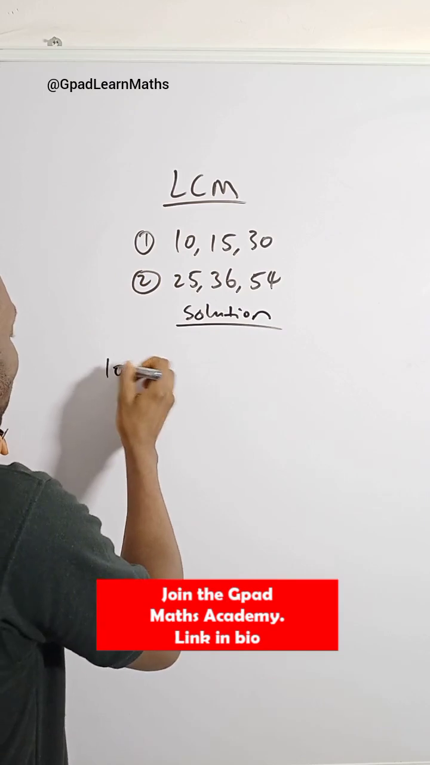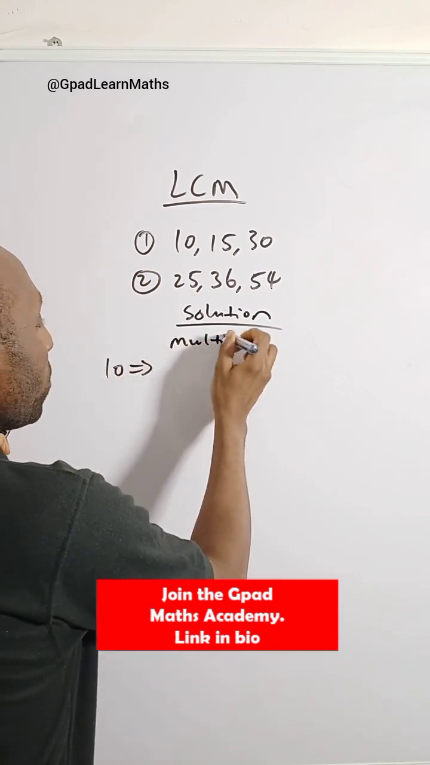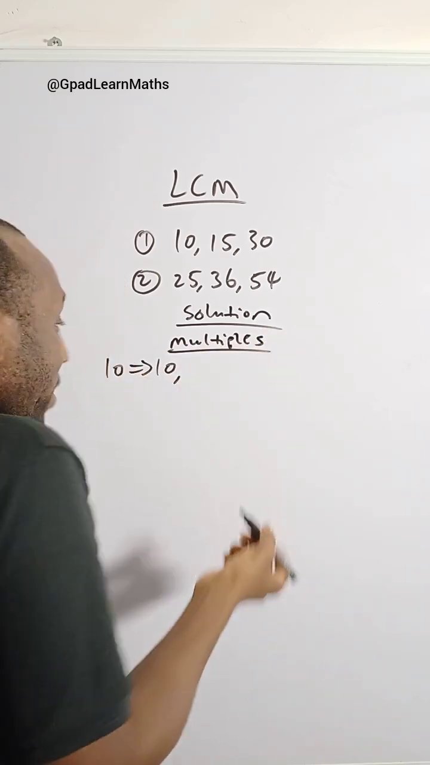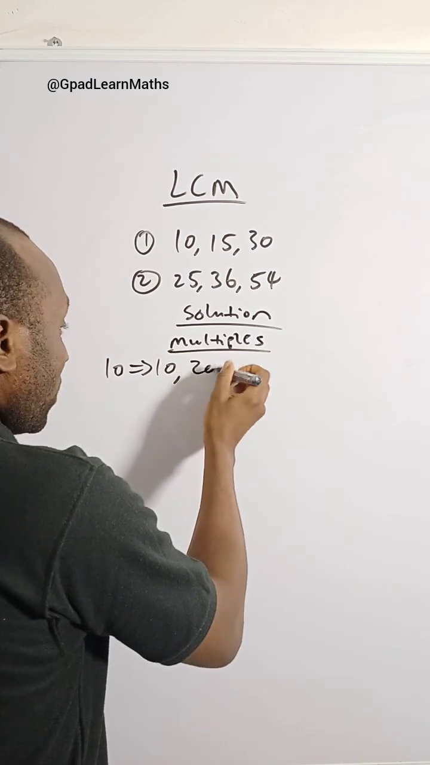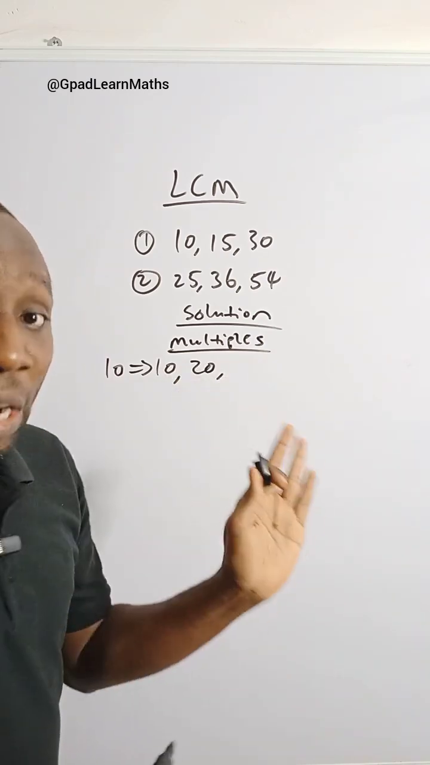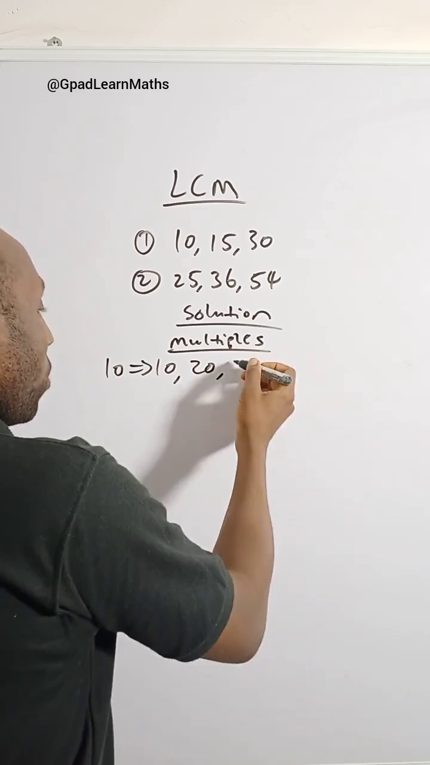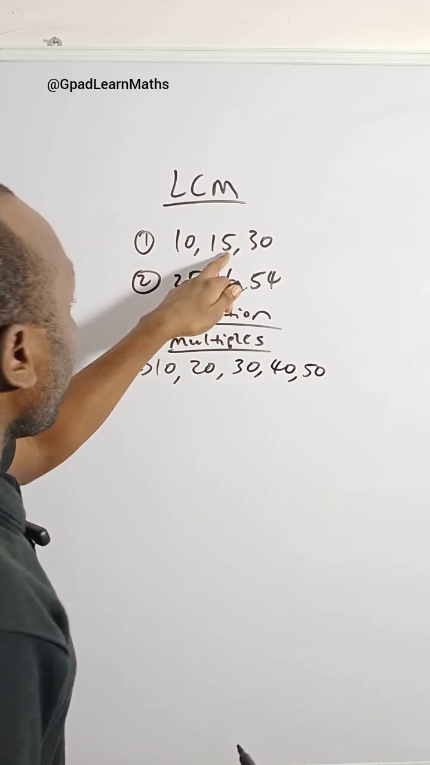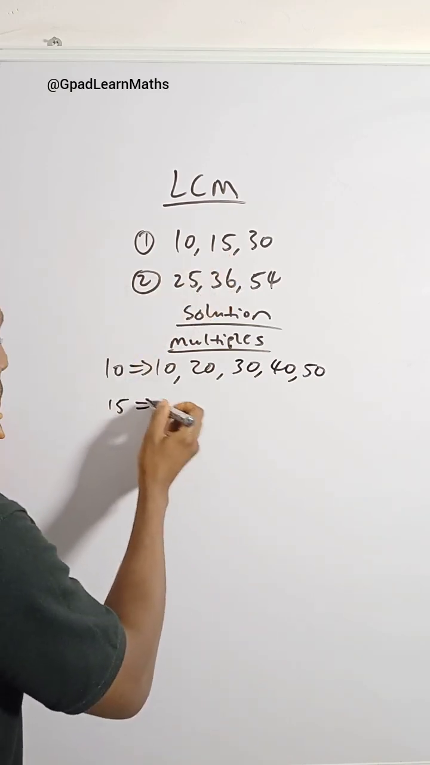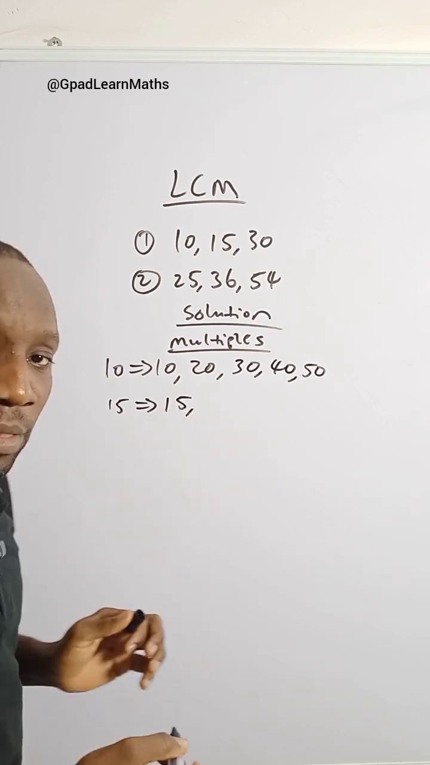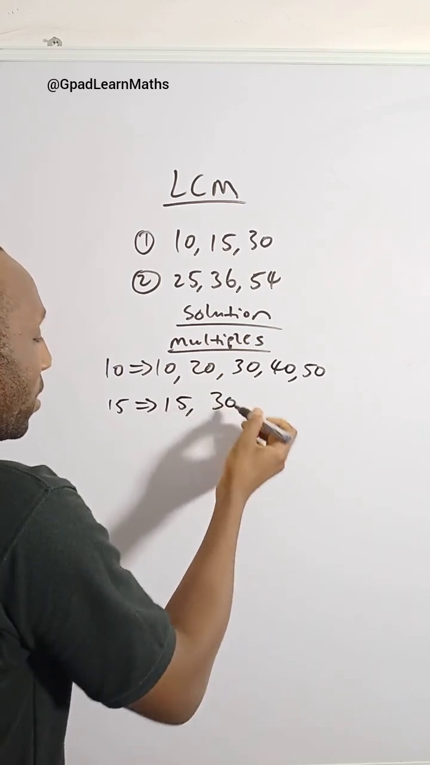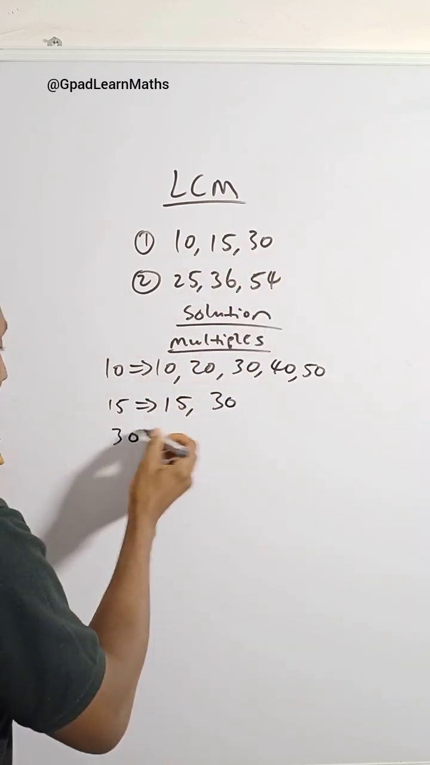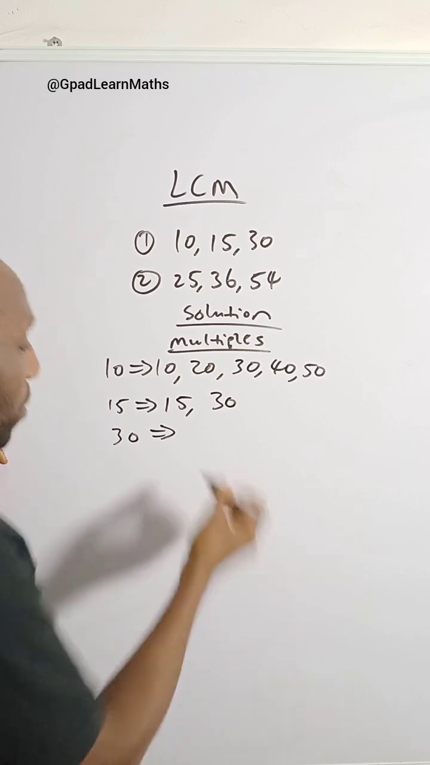So for 10, you want to list the multiples. You are going to write what? 10, all right? And then what's the next multiple of 10? You have 20. Just keep multiplying by counting numbers 1, 2, 3. So you have 30, you have 40. Let's stop at 50. What about 15? The multiples of 15, let's go. 15. What's the next one? 30. We can already see that there's a common multiple here. Let's try the last one, 30. What's the common multiple? 30.